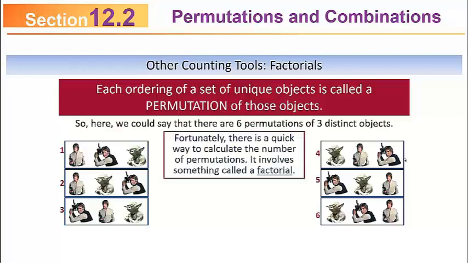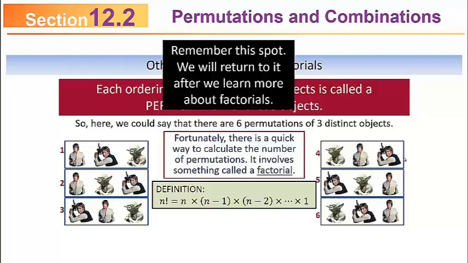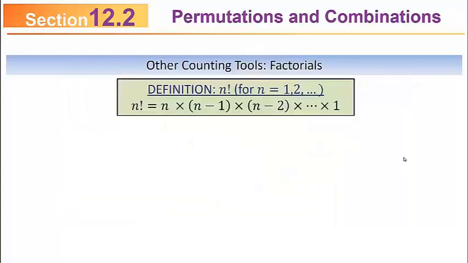Fortunately, there's a quick way to calculate the number of permutations, and it involves something called a factorial. And the definition involves an exclamation point. Here it says n exclamation point. That's read n factorial, and n factorial is defined to be n times n minus 1 times n minus 2, continuing that pattern to count down to 1. Now, hold that thought. We're going to go off and explore this idea of a factorial, and we'll come back to this spot. So remember this spot, and we'll come back to it.